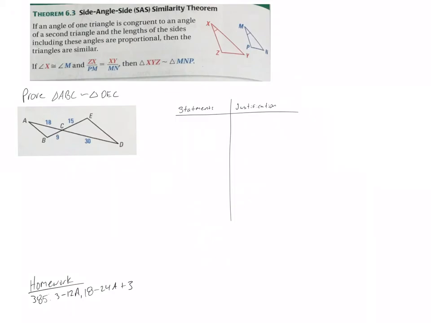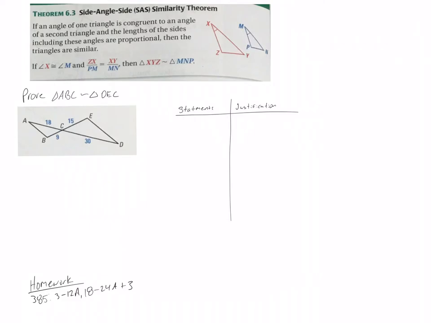The next one is side angle side. It says if an angle of one triangle is congruent to an angle of a second triangle, and the length of the sides including these angles are proportional, then the triangles are similar. So just remember that order, side angle side, right? Side angle side. Then I can show that these two are similar. So it says prove that these are similar.